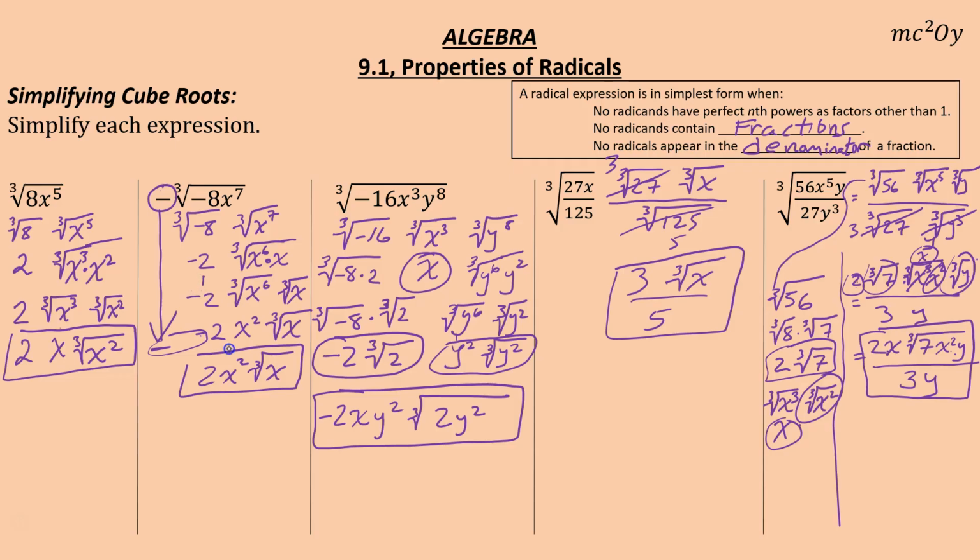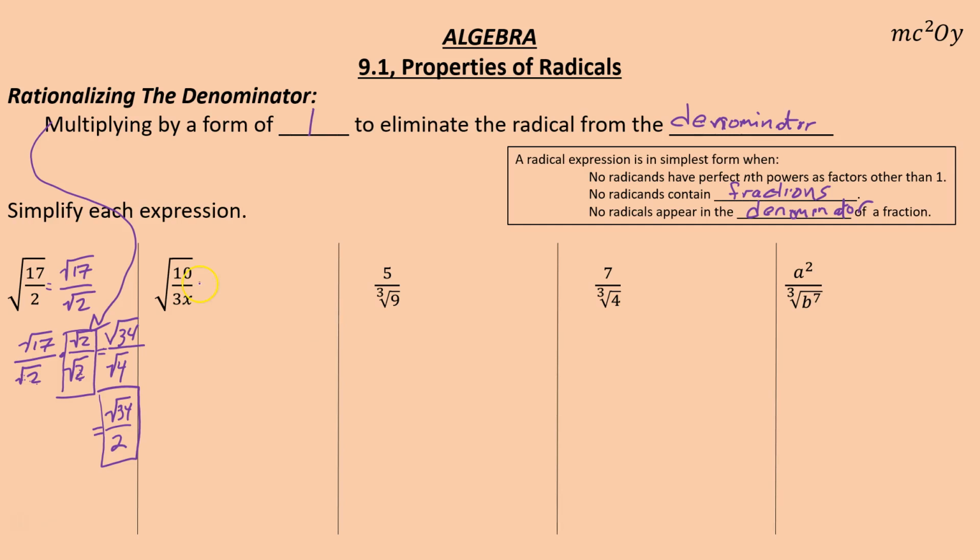So we tried it again here. Oops. Oh boy, I switched my page there. Here we go. So we got root 10 over root 3x. Root 3x is not perfect, so we're going to multiply it by that special 1. That's what I call it, the special number 1. Probably got that from Mr. Vogel. Okay, root 3x over root 3x is 1, right?